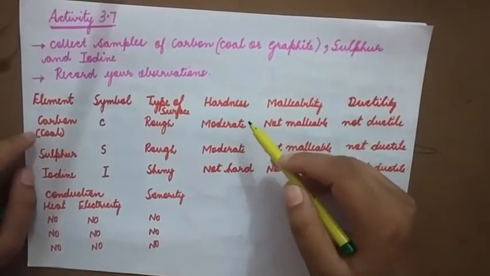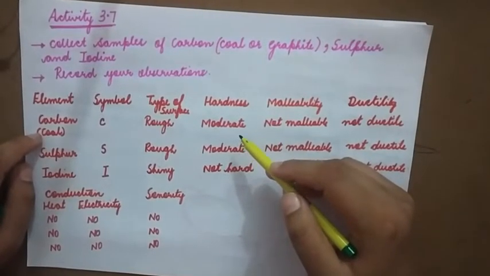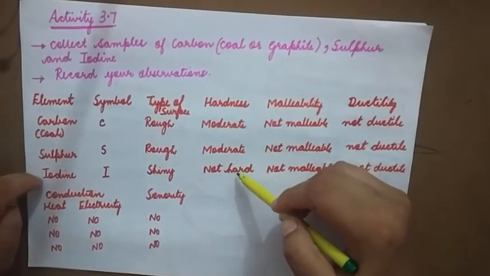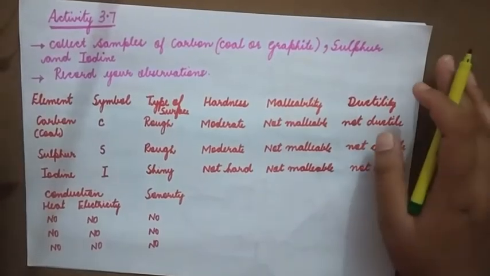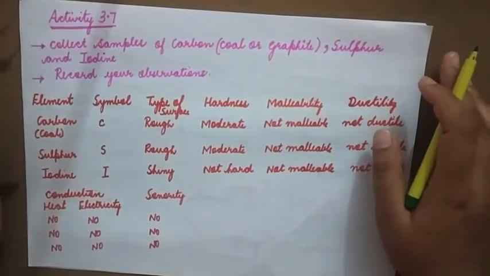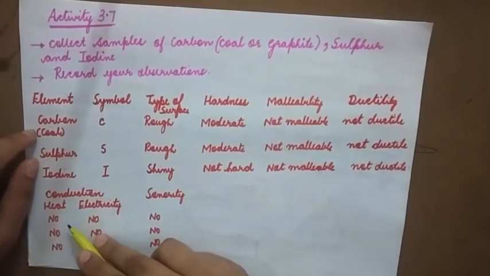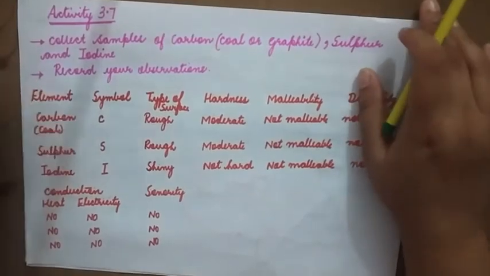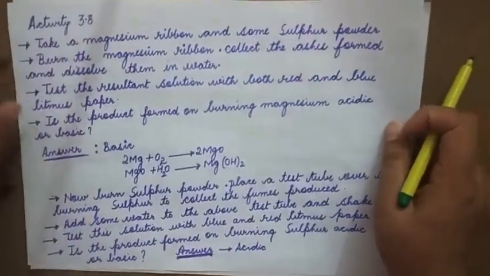Whereas hardness, we know metals are really hard, but the non-metals are not so very hard. So their hardness is moderate, whereas iodine is not hard. Malleability and ductility: they are neither malleable nor ductile. As well as the conduction of heat and electricity is nil, and even sonority, they do not produce sound on beating. So this is about activity 3.7.